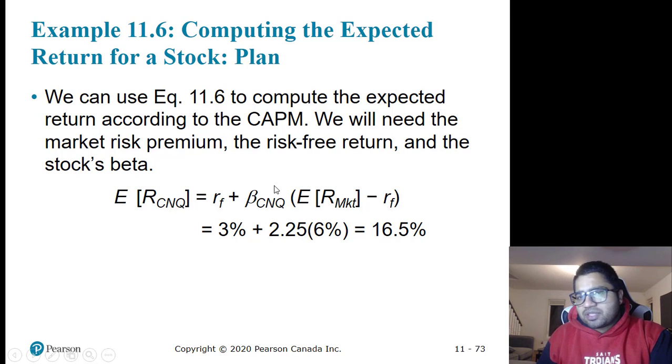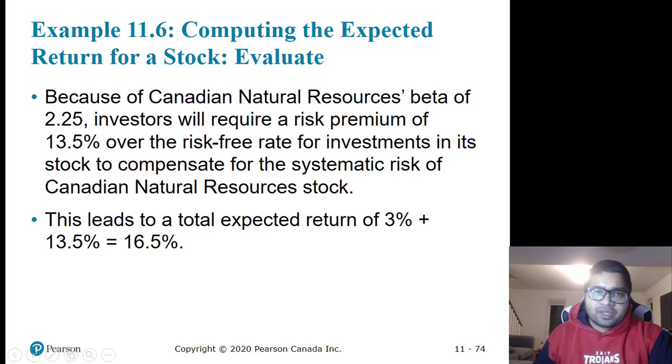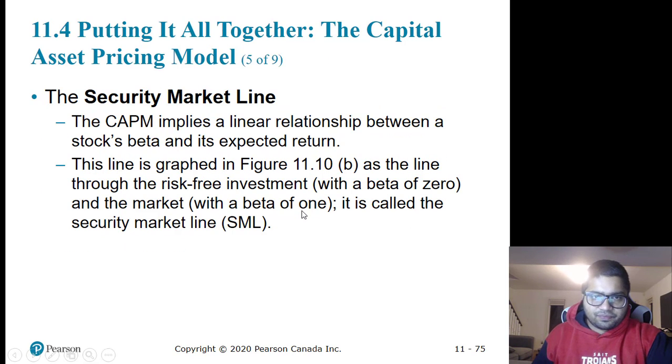Sometimes they give you the market risk premium directly. Sometimes they give you expected market returns and the risk-free rate, then you have to calculate it. Because Canadian Natural Resources has a beta of 2.25, an investor will require a risk premium of 13.5% over the risk-free rate. Right, so 16.5% is the answer.